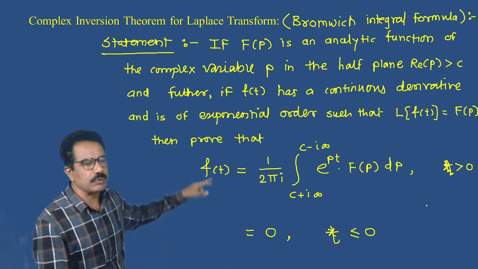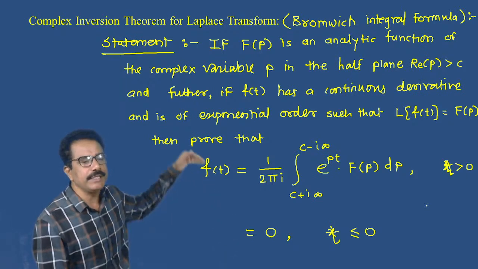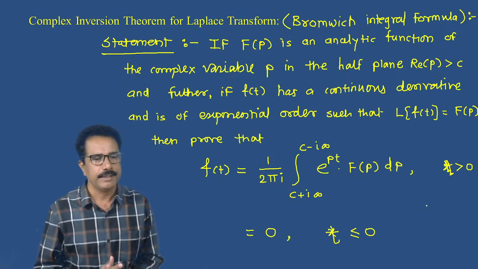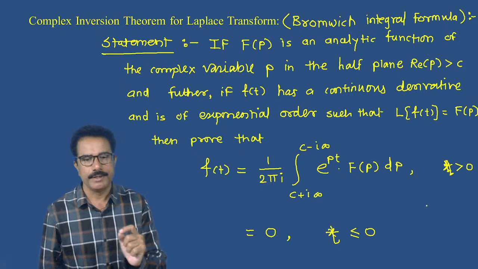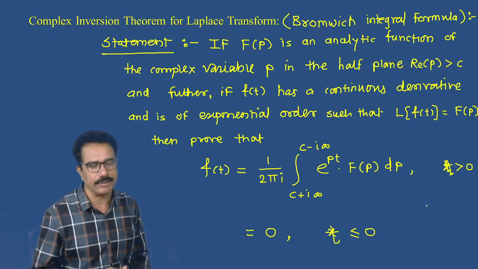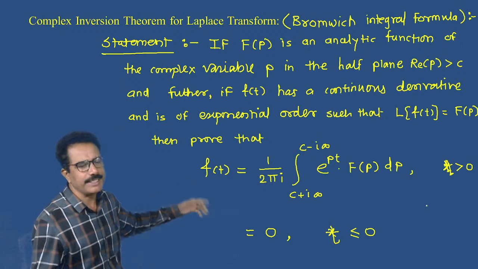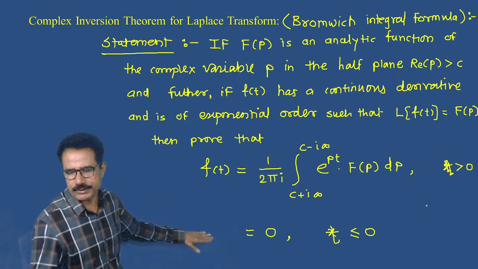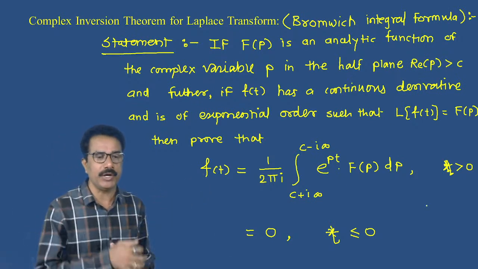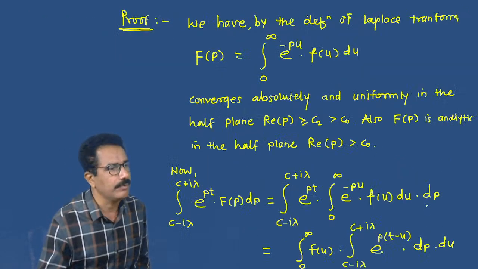So f of t is equal to 1 upon 2 pi i, integral from c plus i infinity to c minus i infinity e raised to pt into capital F of p dp when t is greater than 0. And the corresponding value of f of t is 0 when t is less than or equal to 0. Now we have to prove this result. If t is less than 0, then we can say it is 0. Now for t greater than 0, it is very important. For t greater than 0, we have to prove this theorem. Okay? Now discuss this.